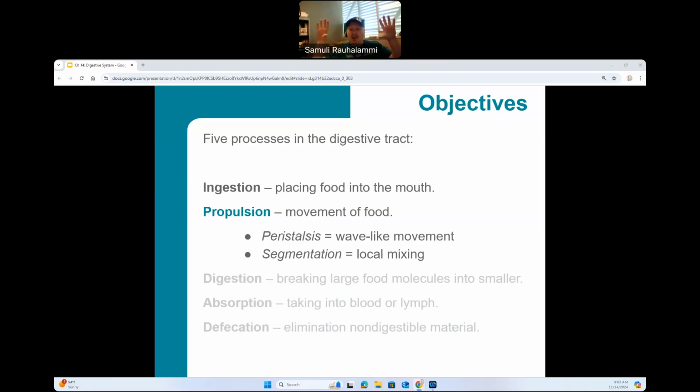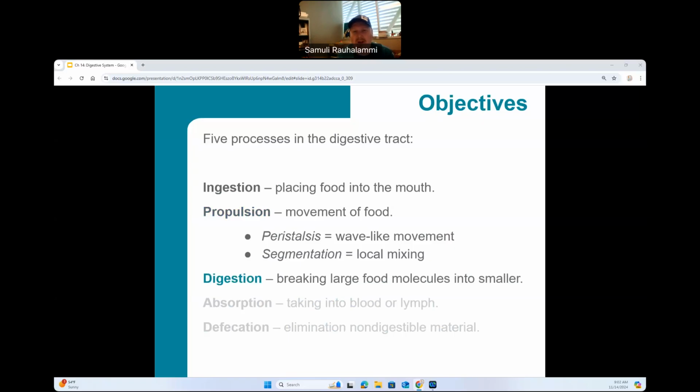We also saw segmentation, which was these non-coordinated contractions in the sense that there's no net movement. It's more of local mixing as we're squeezing, and of course the breaking down of the material in that part. So those were our important movements of the food from one region to another in terms of propulsion, of the processes that we're looking at.